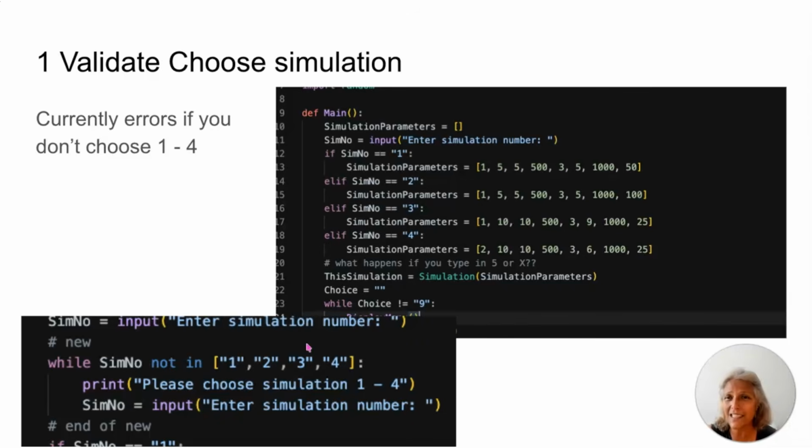Here's an example of some validation. So you can validate the choose simulation errors if you don't choose 1 to 4. So there's a little bit of an example of my Python validation in there.